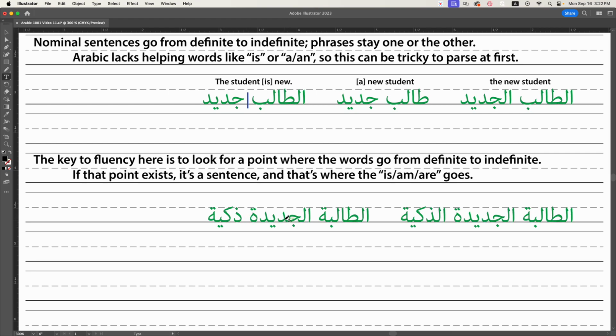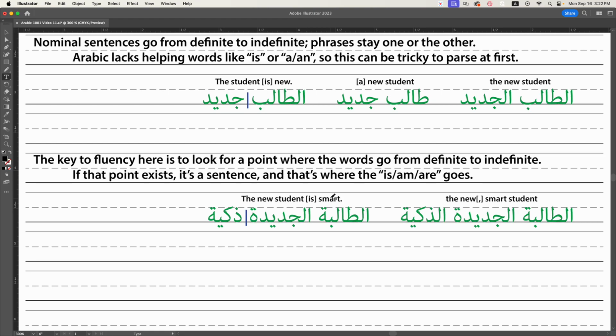So that tells us, because we found this point where we went from definite to indefinite, that this is a sentence, and that here is where the is or am or are is going to go. So I'll draw my little blue line here, and this one means the new student is smart, even though there's no is here.